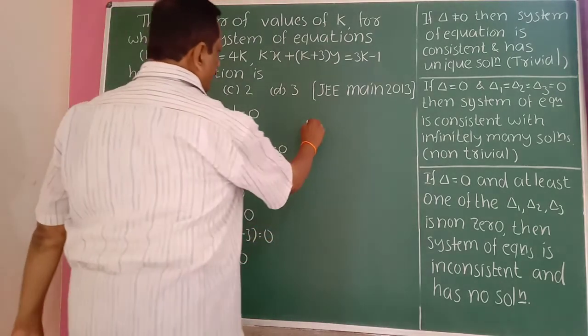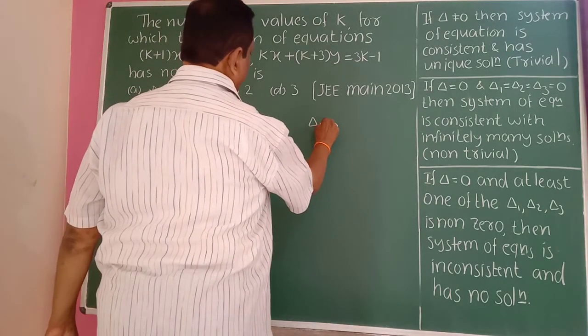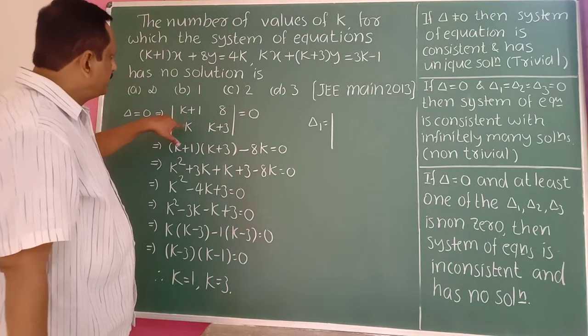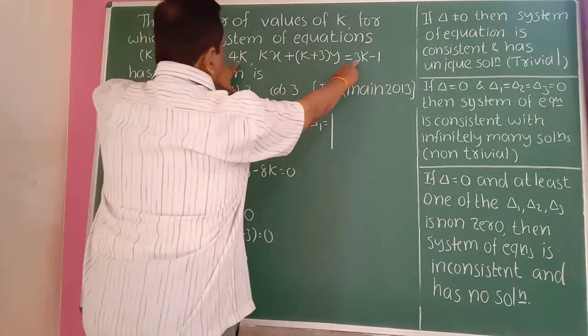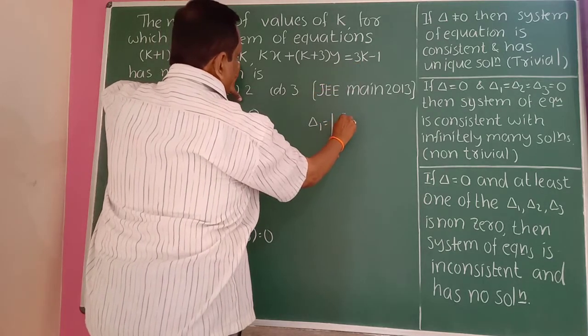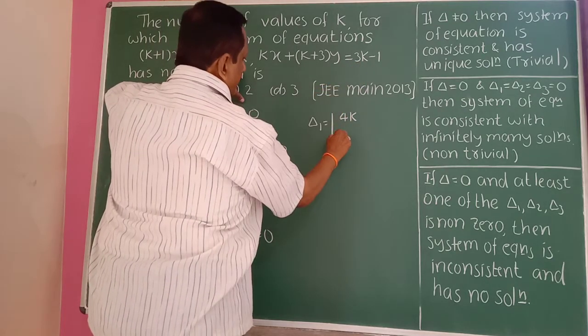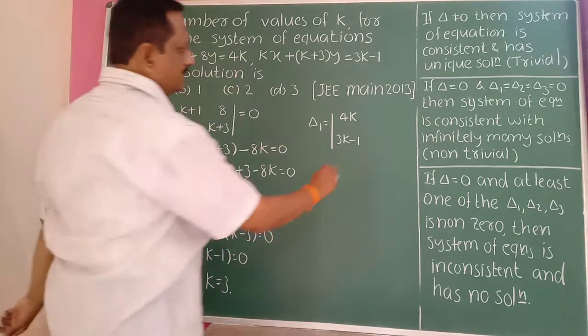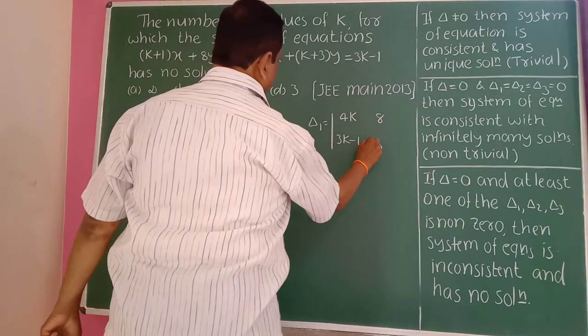Therefore, delta 1 here. Delta 1 means replace the first column by the RHS terms, 4k and 3k minus 1. Second column keep as it is. So write here 8 and k plus 3.